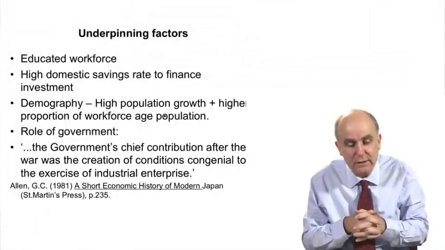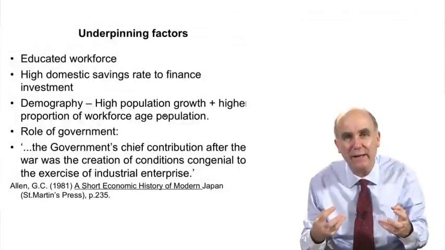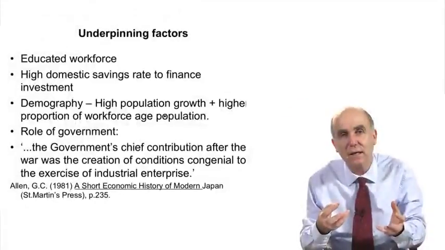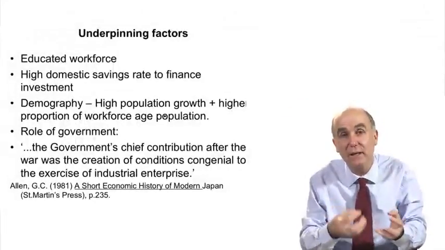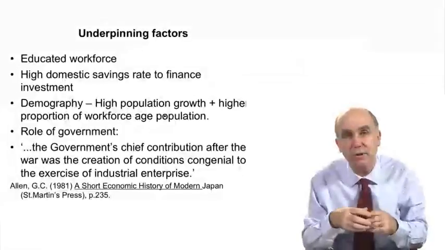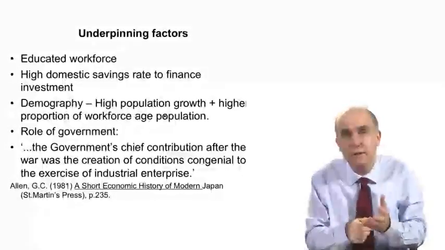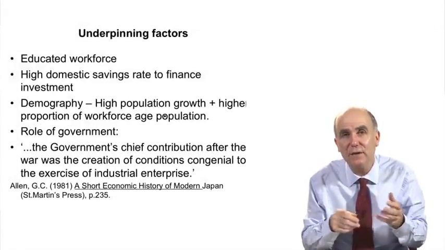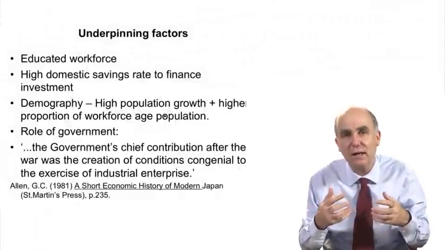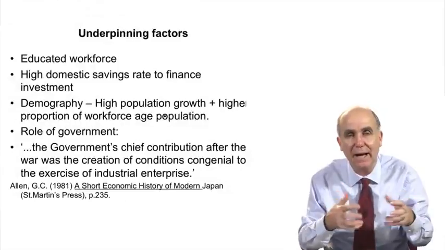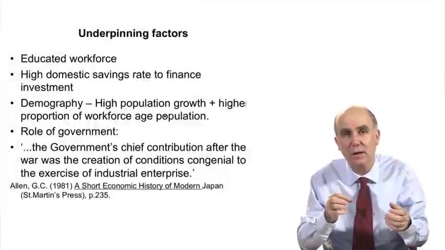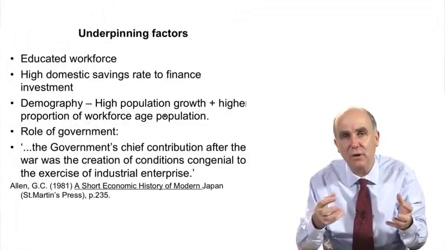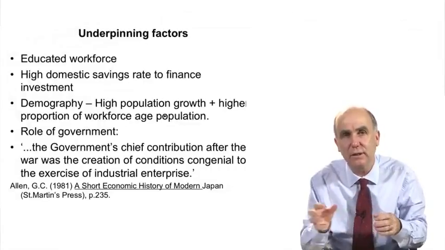On this slide, I've listed a variety of underpinning factors which you can think of as predisposing the Japanese economy towards being an economy that could grow rapidly, or facilitated that growth. One was that Japan had a highly educated workforce. So even at the beginning of this period, the average years of education in Japan, about 8 years, was similar to Europe, and only a couple of years behind that in the United States. And Japan would emphasise increasing educational attainment during this period.